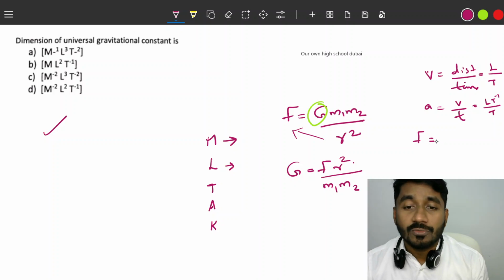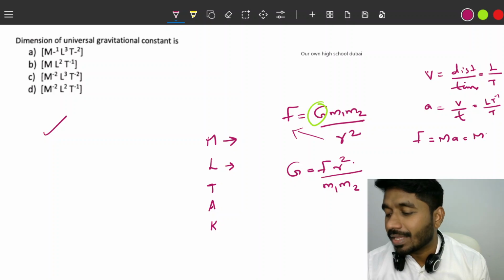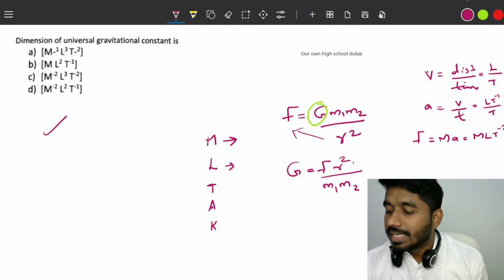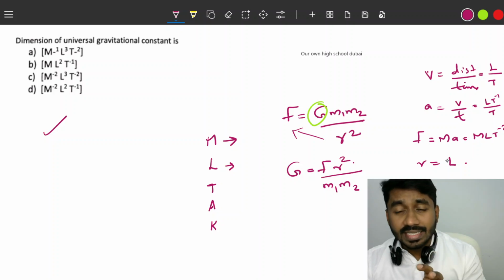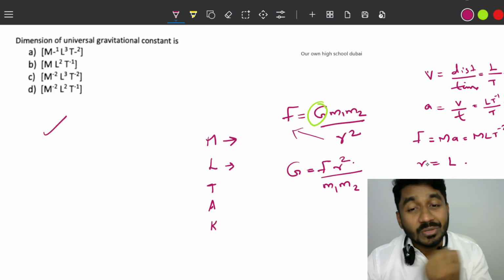Then what is the dimension of force? Force equals mass into acceleration. So M L T raised to minus 2. Then some basic quantities you should understand: distance r equals L. These are all the basic dimensions you should understand before doing any question from units and measurement.